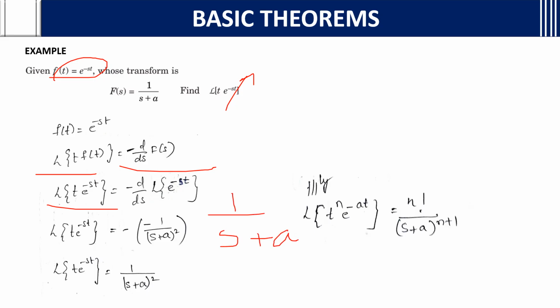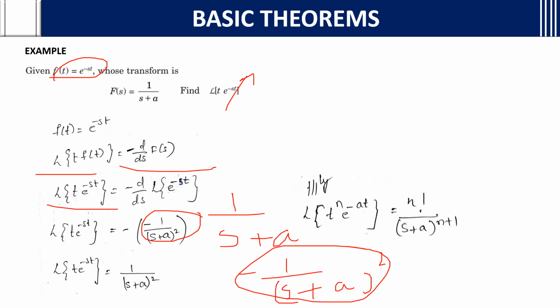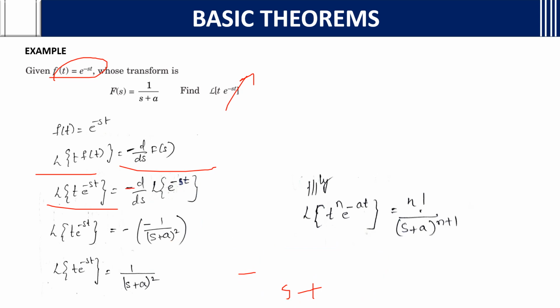After writing this, you need to take differentiation. Differentiation of this is what? D by dx of 1 by x is minus 1 by x square. That is nothing but minus 1 by s plus a whole square. So you get minus 1 by s plus a whole square. I have directly written it here. This minus is initially there, so write that minus as it is. Then you will get Laplace transform of t into e power minus at as 1 by s plus a whole square.